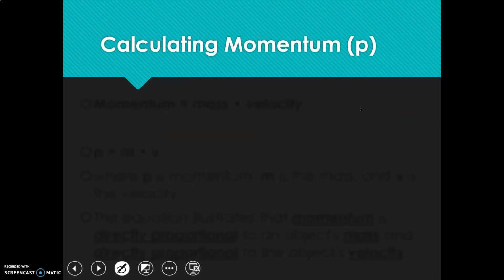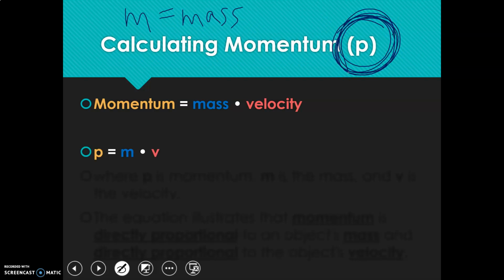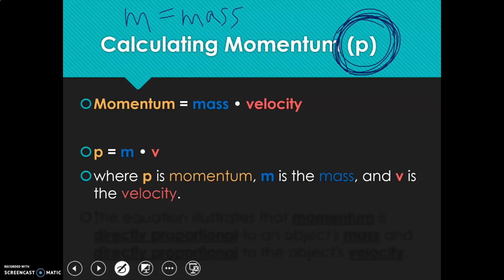All right, so when we go to calculate momentum, momentum is actually represented by a P, as you see here, because M is already represented by what? Mass, right. To make things different, because we're going to be talking about mass and momentum, two M words, momentum has a P letter to represent it. So momentum is calculated by mass times velocity, or P equals M times V. Remember, P is momentum, M is the mass, and V is the velocity.